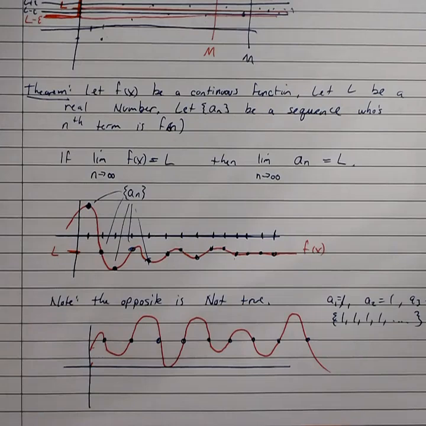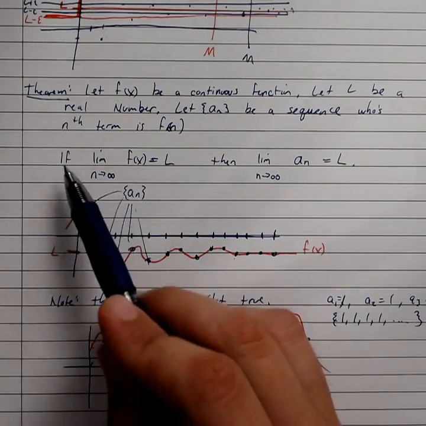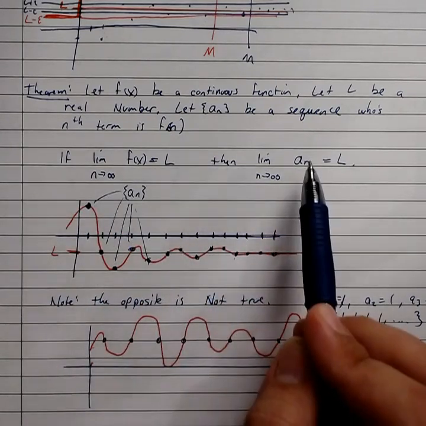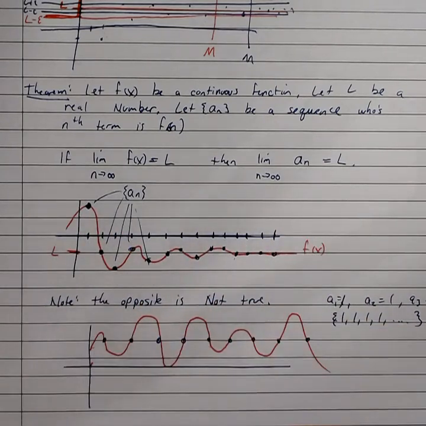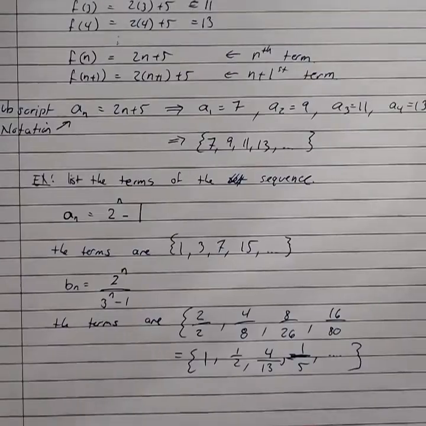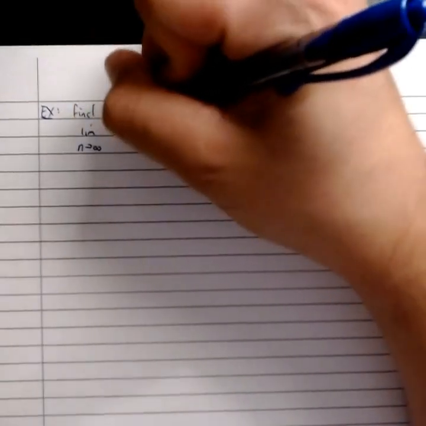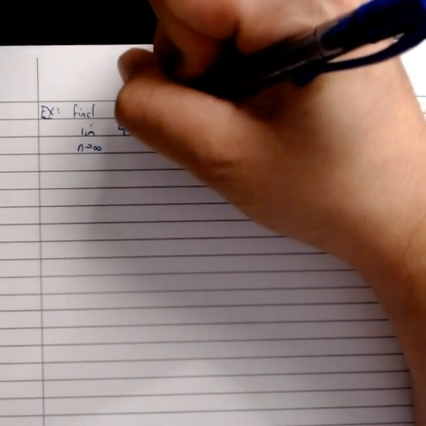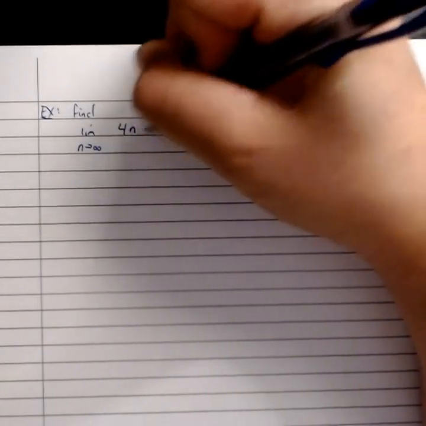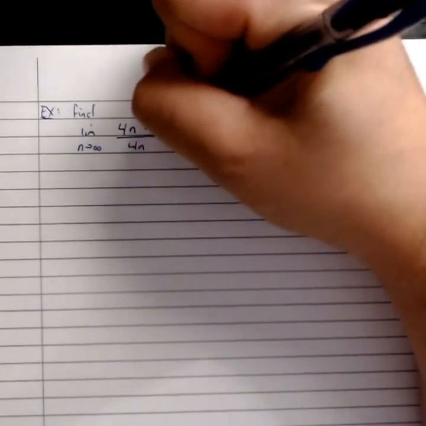So just be mindful that every time you have a theorem, there is a particular direction. If this, then I know this. It doesn't say anything about the opposite direction. So as a quick example of that, we could say, go ahead and find a limit. Find the limit as n approaches infinity of 4n minus 1 over 4n.